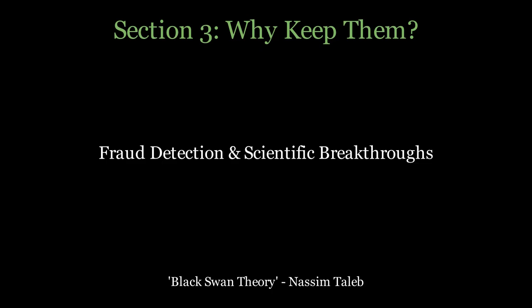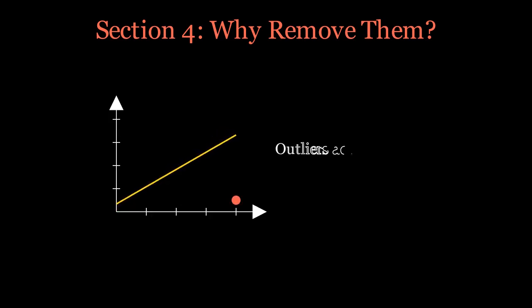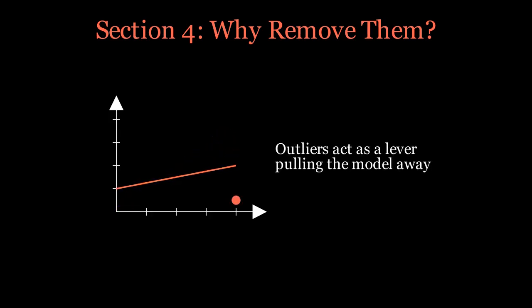Section 4. The case for removal. Why would we ever delete data? Because outliers can poison our statistical models. In a linear regression, a single outlier acts as a powerful lever, pulling the entire regression line toward it. This increases the mean squared error and produces a model that fails to predict the behavior of the general population. If your goal is to understand the typical case, an outlier is just noise that obscures the truth.